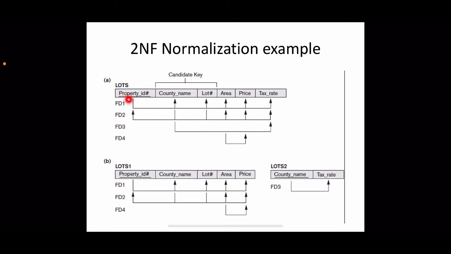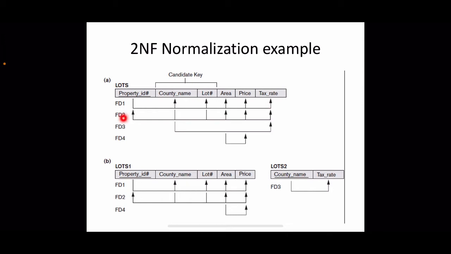So it can be taken as another key. Here the property ID is treated as the primary key, which is why it is underlined. But we have to consider the second candidate key, the county name and lot number combination, when we consider partial dependencies. Let us see the first two dependencies based on these two keys. FD1 states that the property ID determines the county name, the lot number, and all other attributes. That is the first functional dependency.